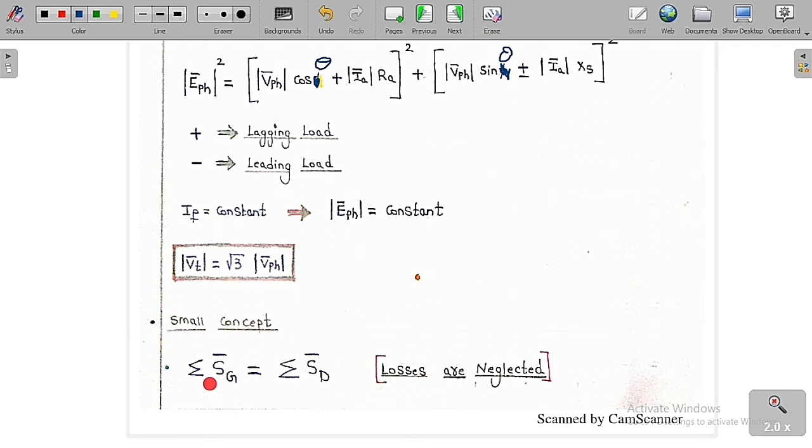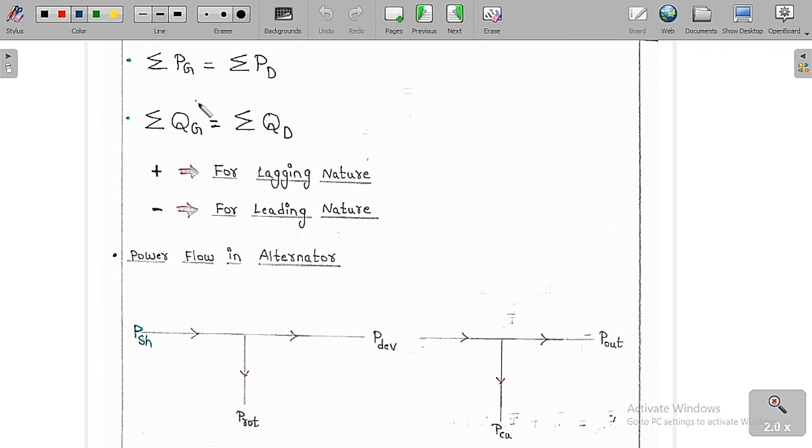So we can say that all these are basically vector quantities. If you go for all the real parts and imaginary parts, finally we are going to get the summation of all active power generation is equal to summation of all active power demand. Similarly, the summation of all reactive power generation is equal to summation of all reactive power demand.